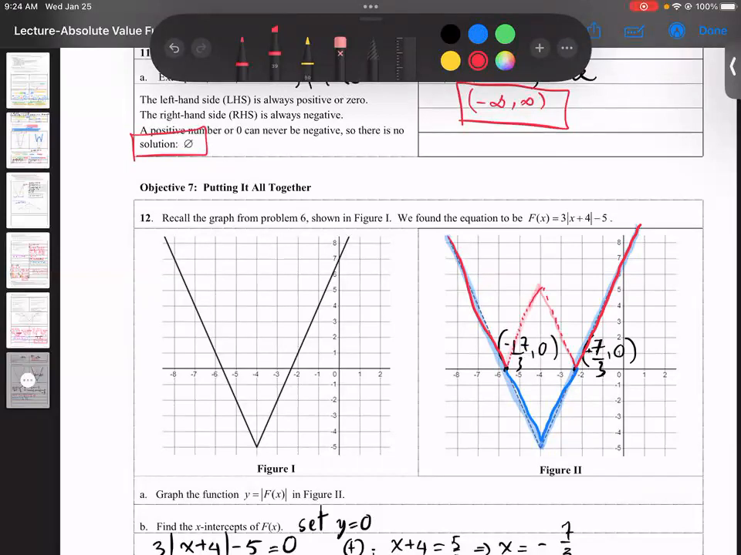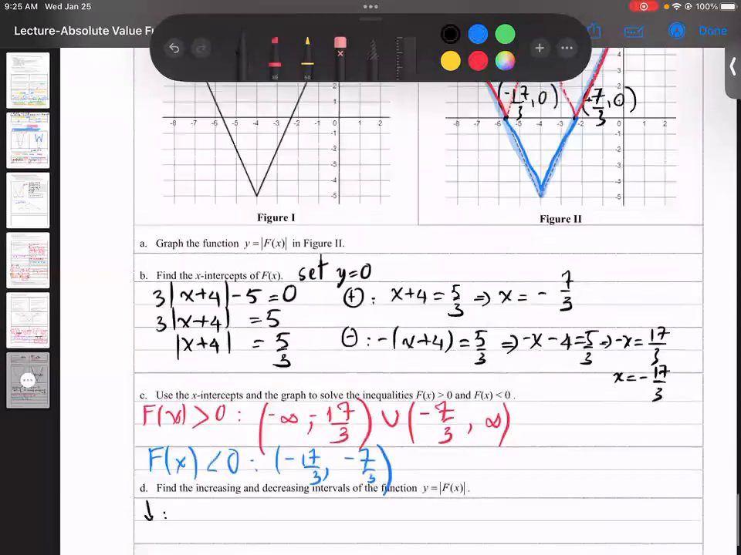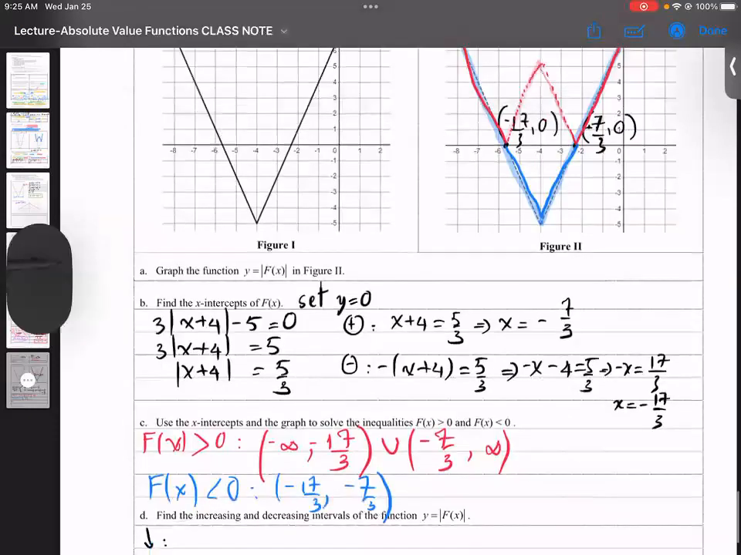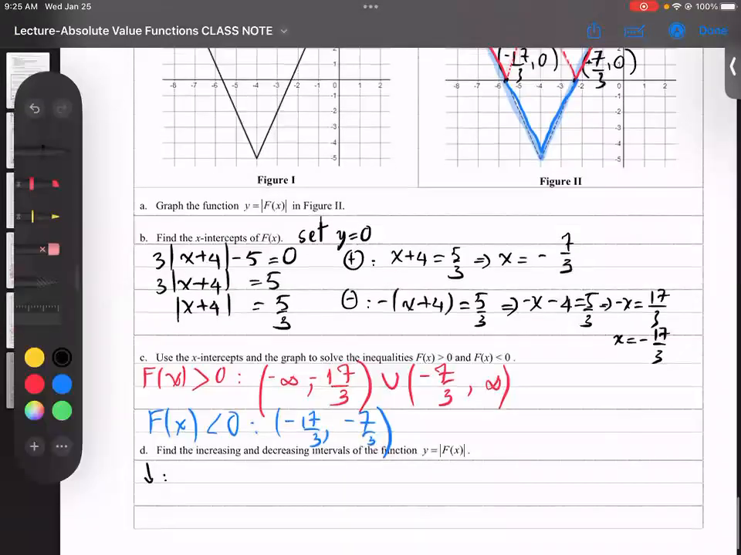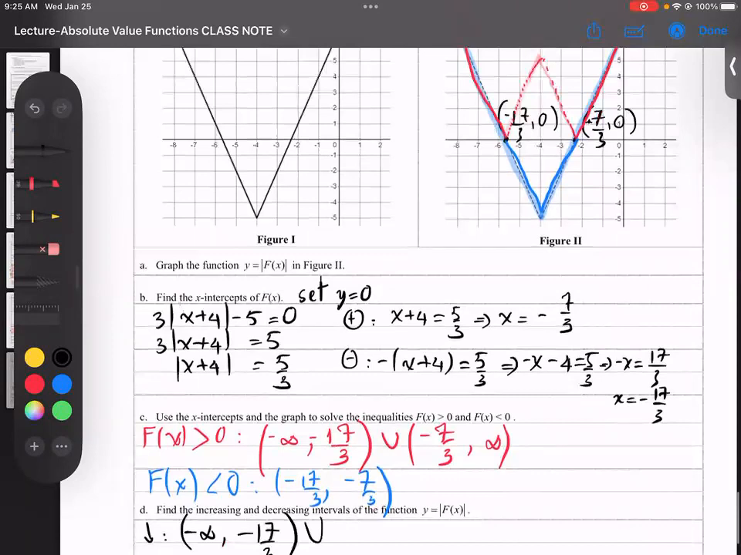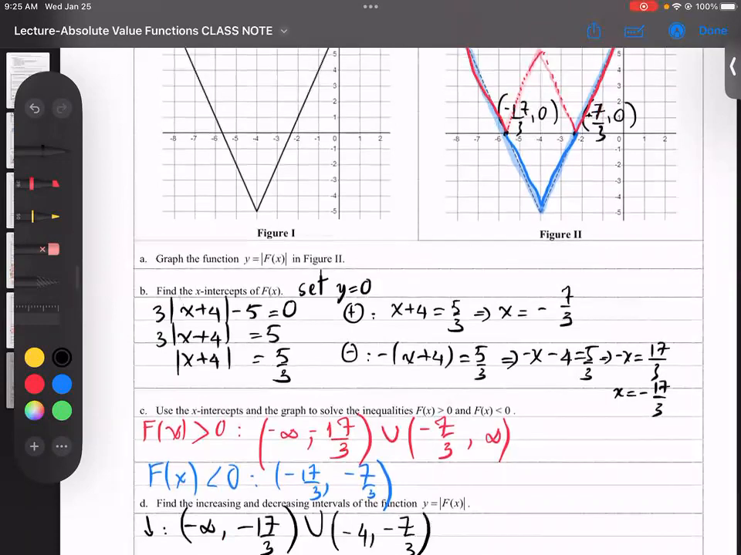All right, you guys should be able to tell me the increasing, decreasing intervals now. Let's do decreasing first. Someone tell me where it is decreasing? Let me move that away. There. Decreasing from negative infinity to negative 17/3. Union where else? It looks like from -4, right? From -4 to negative 7/3. Everybody see that? Right there, -4.